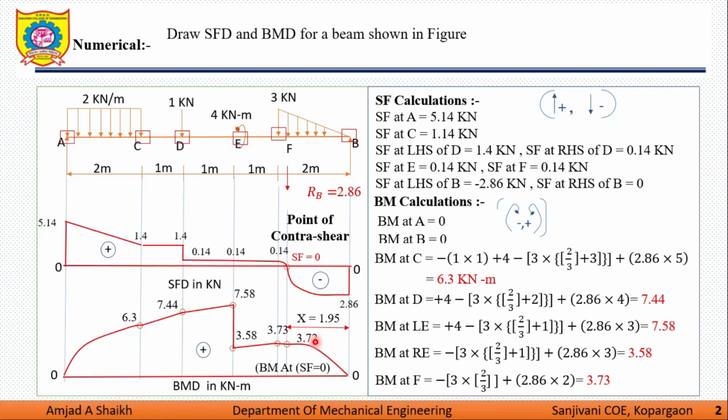So this is how we have calculated the shear force and bending moment. We are representing the values in terms of the diagram.